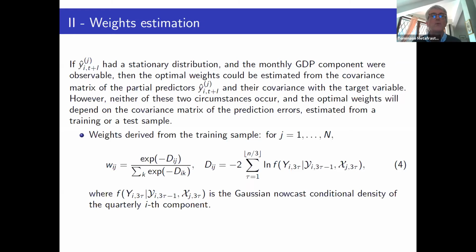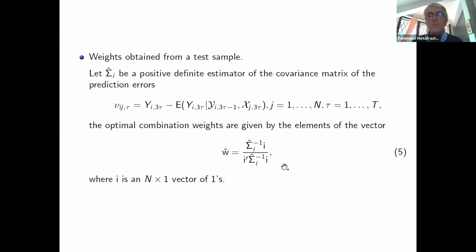Well, we discuss how we can optimally derive the weights, and two strategies are considered. Essentially, we can derive the weights from the training sample. And so we use weights related to the likelihood, which is a conditional likelihood on the information set. And this is derived from the Kalman filter, since we use a sequential processing of the two variables. We process first the indicator, and then we condition on that, and we process the unobserved component of GDP. So we can derive these weights from the estimation within the training sample, or we can go out of the sample and then compute the variance covariance matrix of the prediction errors with reference to the quarterly GDP, and use that to derive the optimal combination weights, which is the usual formula.